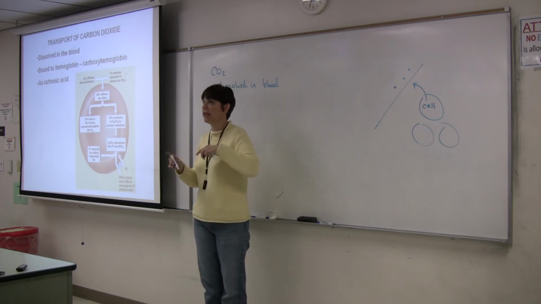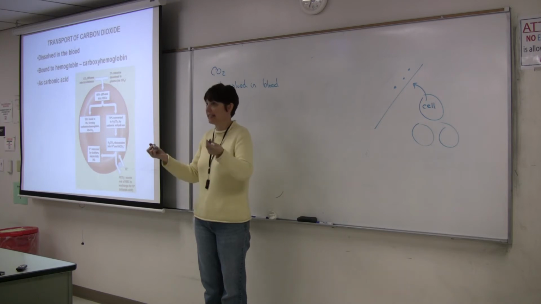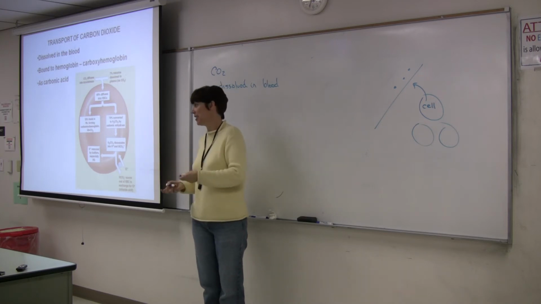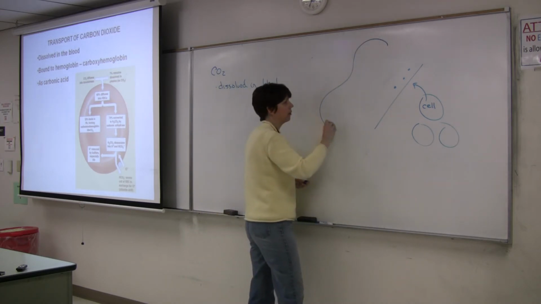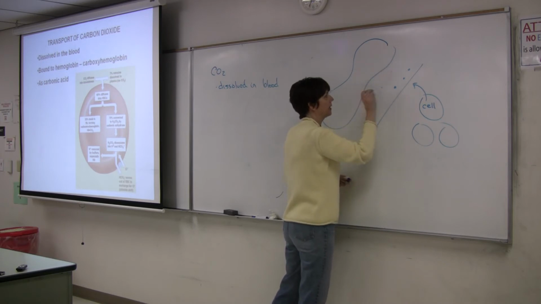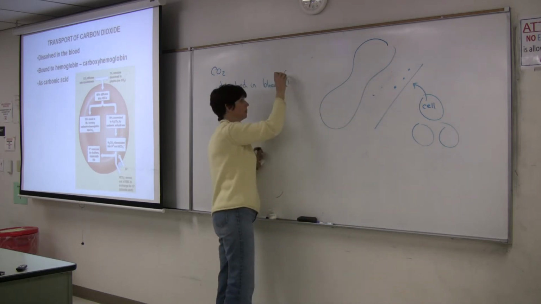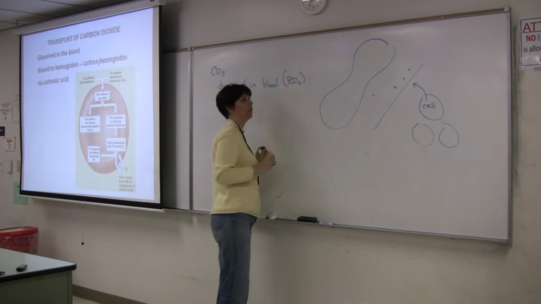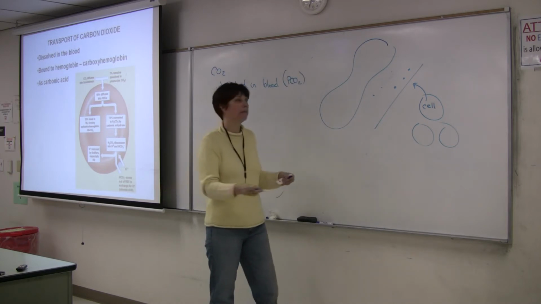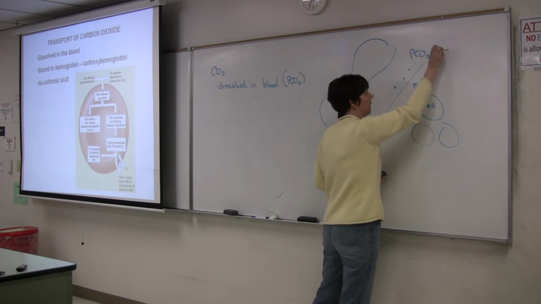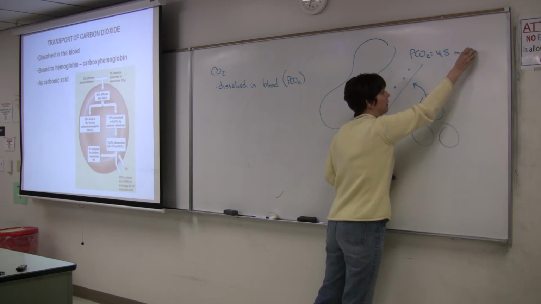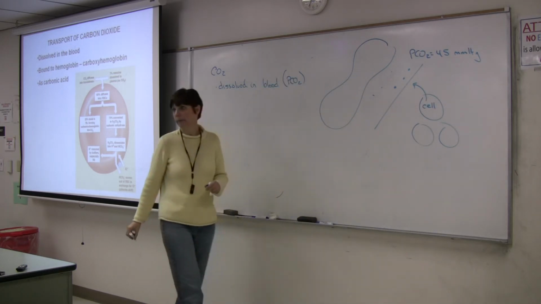And remember we said that carbon dioxide was one of the factors that decreased the affinity of hemoglobin for oxygen, which makes sense. The more CO2 we have, the more the tissues need the oxygen. So in our blood, we have our red blood cell, and this is affecting PCO2 until it reaches a normal maximum, a normal amount of PCO2 when it gets back to the lungs, equal to about 45 millimeters of mercury.